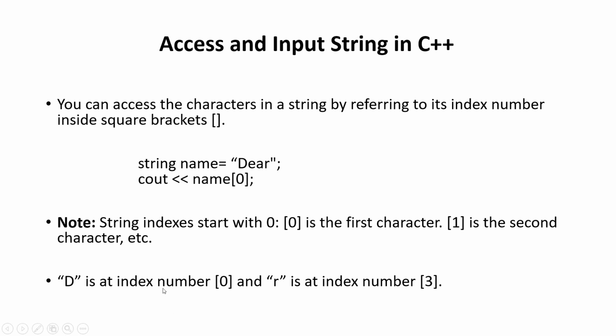D is at index number 0 and R is at index number 3. D, E, A, R. D is at index number 0, and E is 1, A is 2, and R is at index number 3.